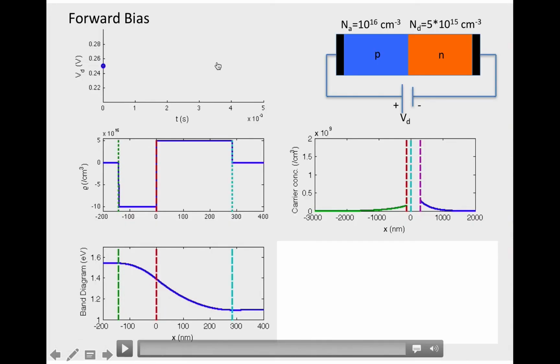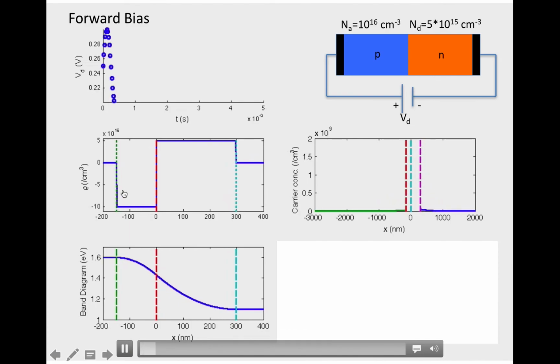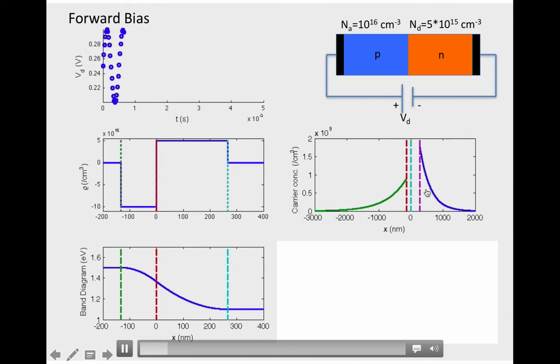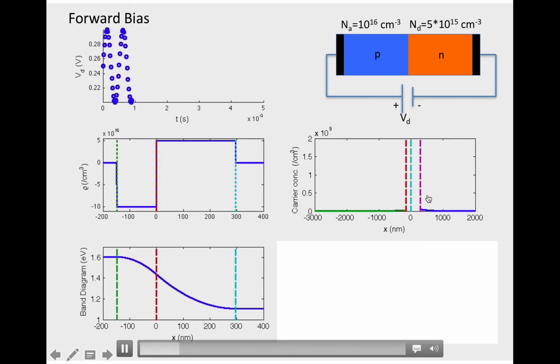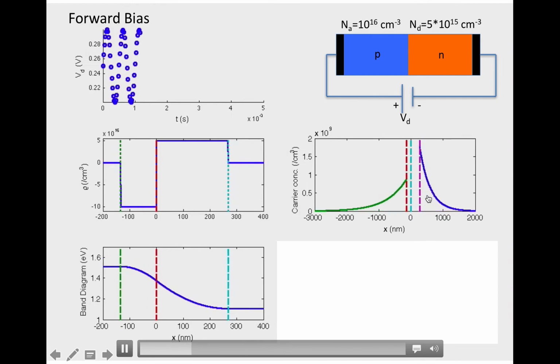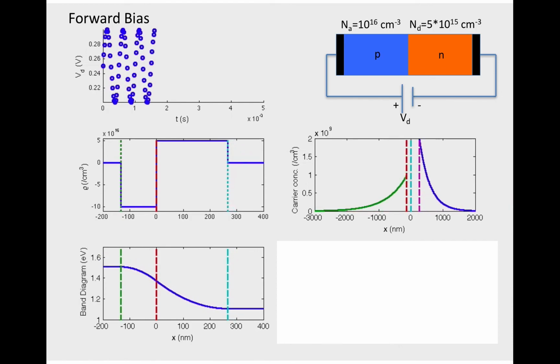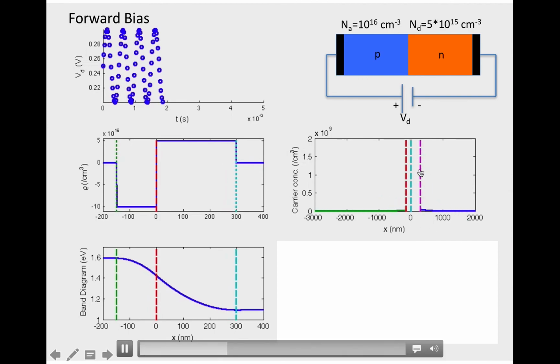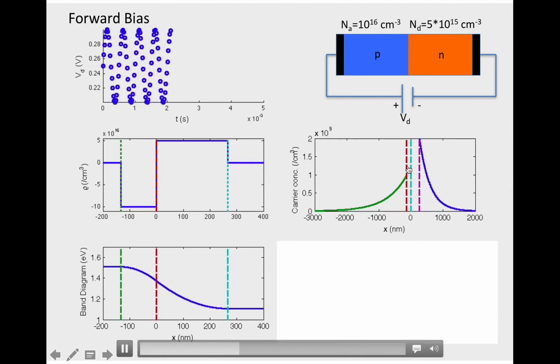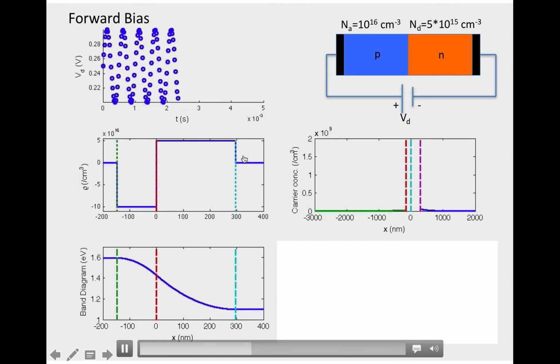Again, let's see how the carrier concentration changes as you apply a small signal voltage on a DC voltage of 0.25 volts. What you can see is that the depletion region changes a little bit, and the carrier concentrations also change as you increase or decrease the forward bias voltage. And you can also see that the depletion region is changing its position here.